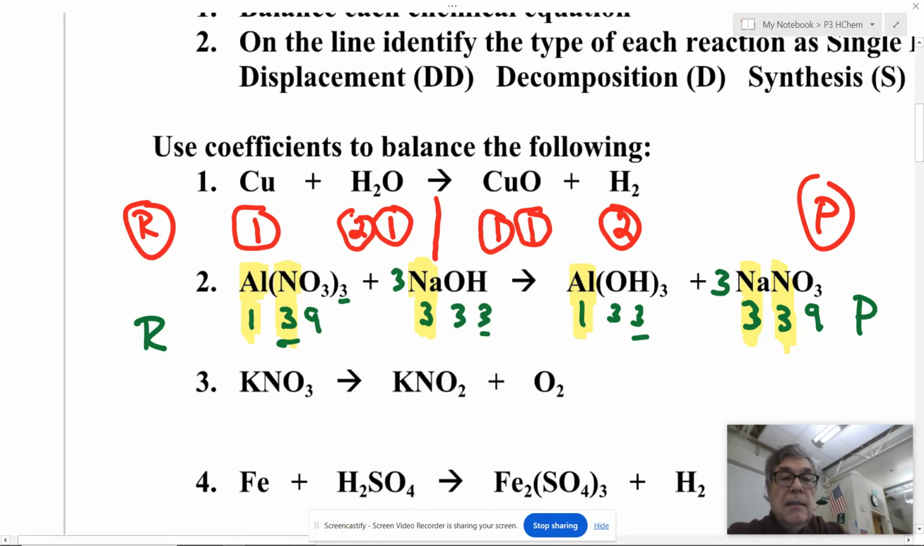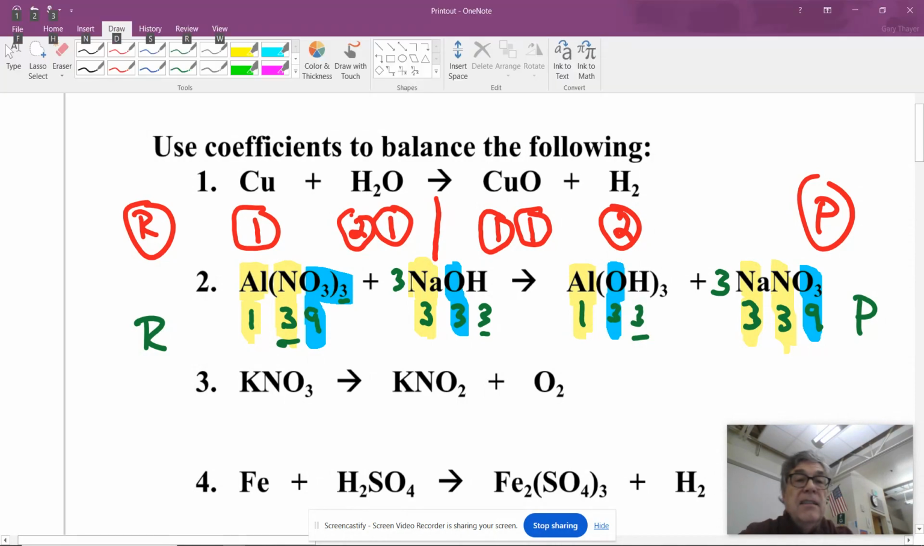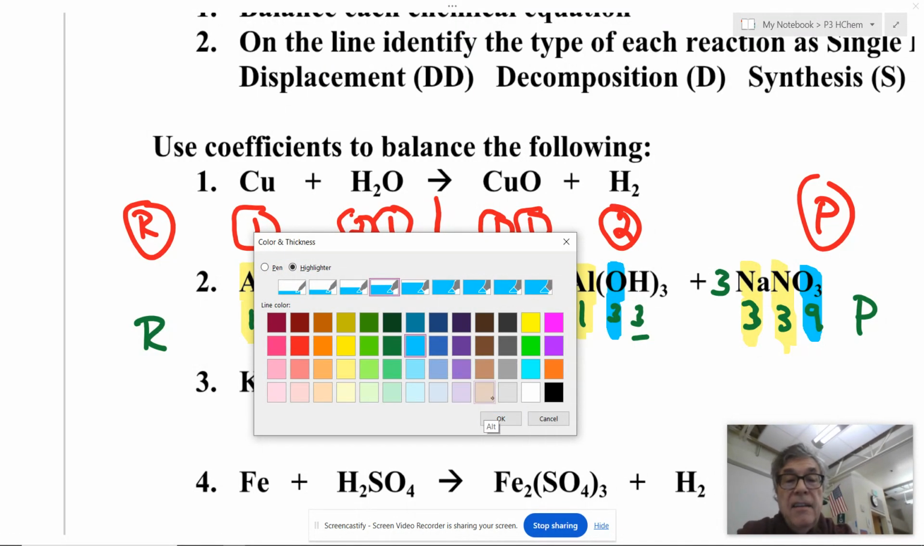Going to get a different colored highlighter for a moment. Let's go with this. Let's look at all the oxygen. Okay, here we have 9 oxygen, and here we have 3, for a total of 12. Now let's look, do we have 12 on the product side of the equation? Well, we have 3 here, and we have 9 here. Yes, we have 12 oxygen on each side of our equation.